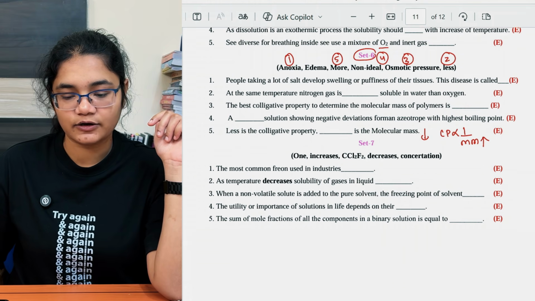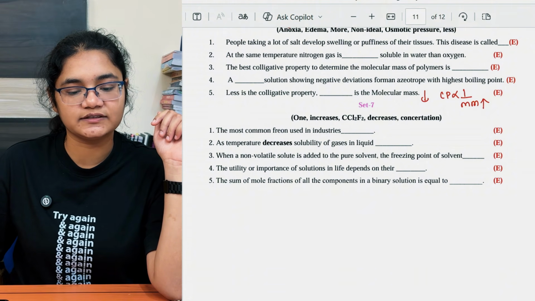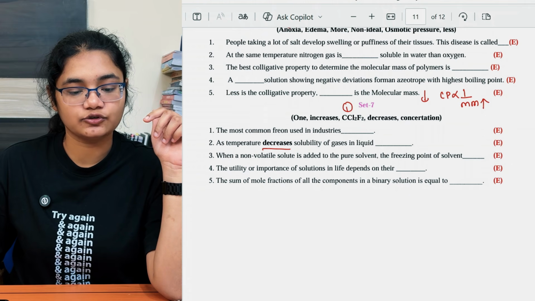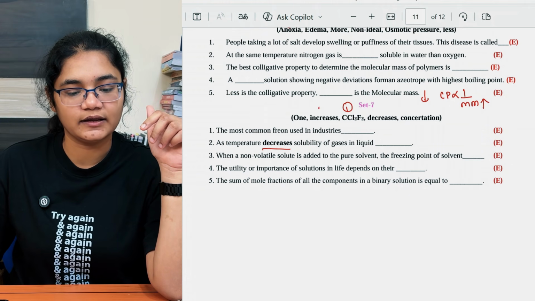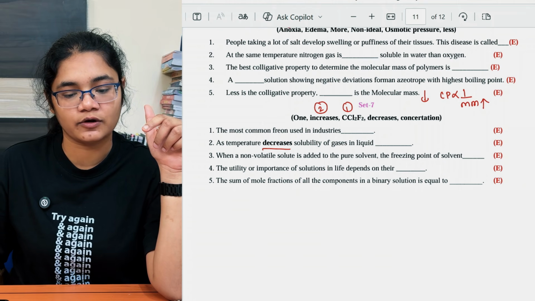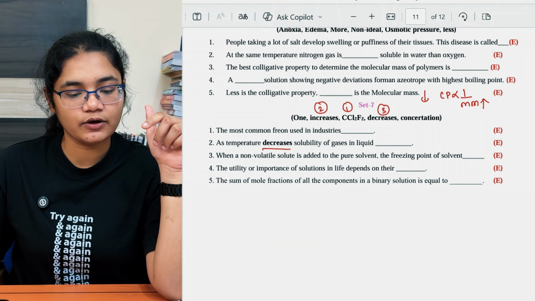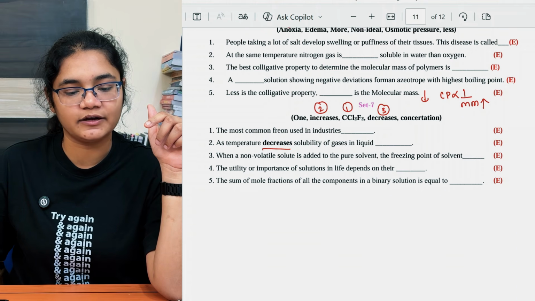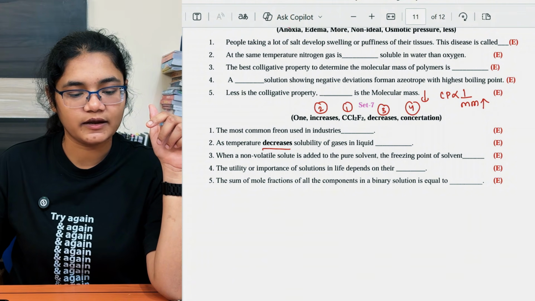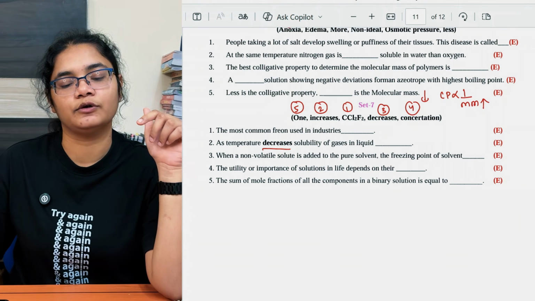Next, we'll do the last set of fill in the blanks. The most common freon used in industries is CCl2F2. As the temperature decreases, the solubility of gas in liquid increases. Next, when a non-volatile solute is added to the pure solvent, the freezing point of the solvent decreases. Then the utility or importance of solution in life depends on their concentration. Okay. Then the sum of mole fractions of all the components in a binary solution is equal to 1.